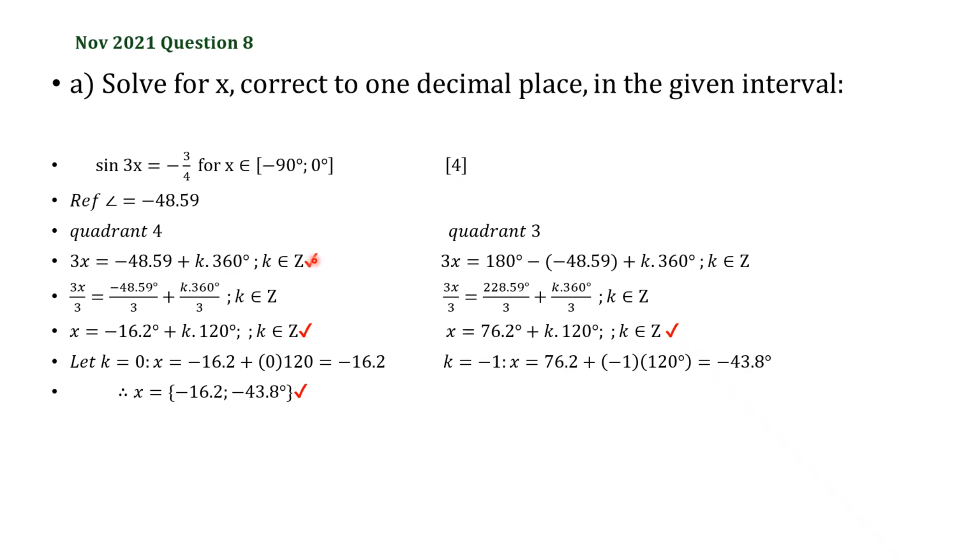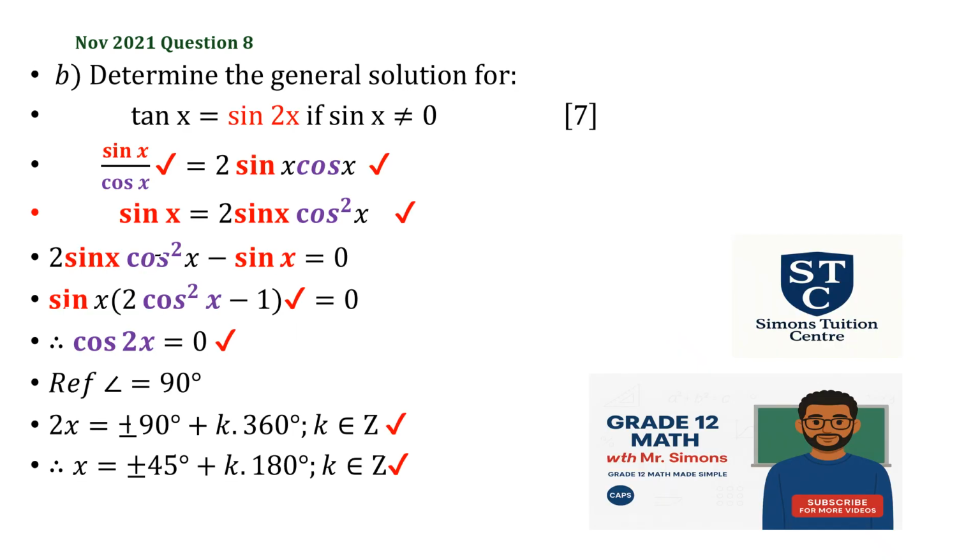So there's my mark allocation: the 4th quadrant, simplifying, and getting the correct answer. That's my 4 marks. Alright, so I hope we're together. I hope you follow. Let's go to the next paper. November 2021, sorry, same paper, question 8.